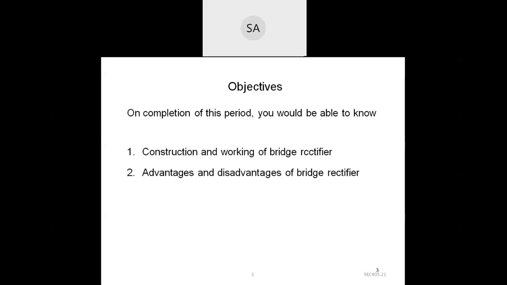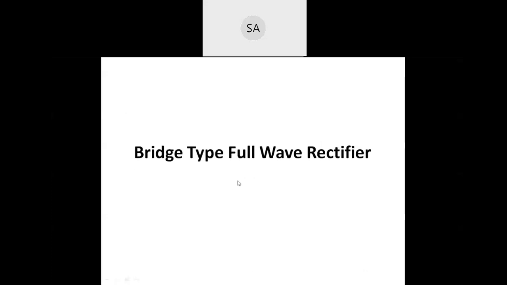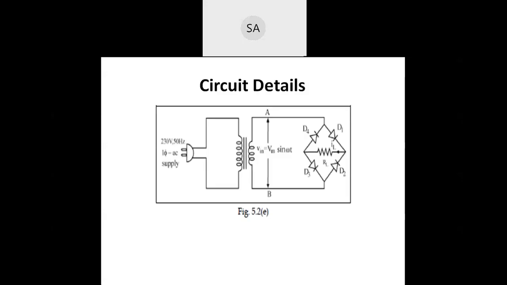Here, the construction and working of the bridge rectifier. Let us take this circuit of the bridge rectifier. It mainly consists of three parts: a transformer, four diodes, and a load resistance. These four diodes are connected in the shape of a bridge, which is why it is called a bridge rectifier. Compared to the center tapped full wave rectifier, there is no need to use a center tapped transformer. A normal transformer is used here.